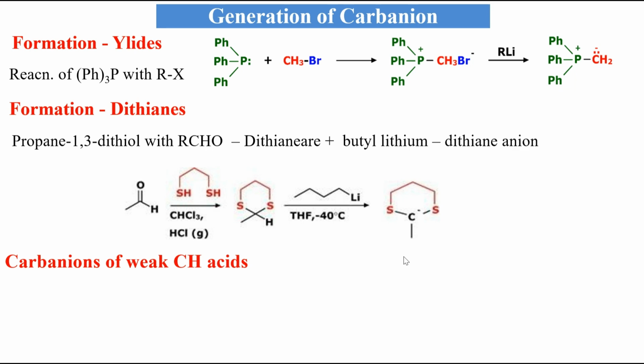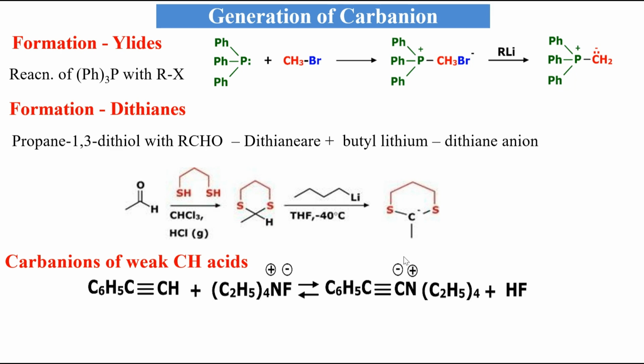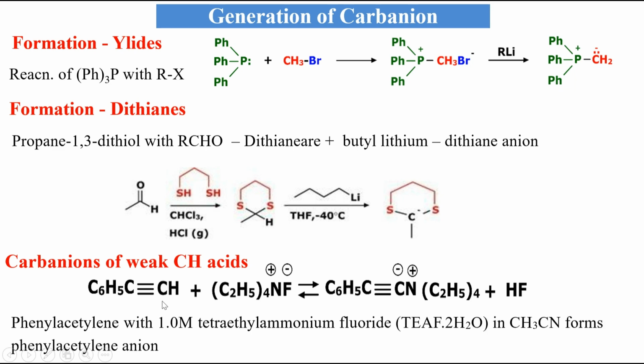We can also generate carbanions of weak acids. Phenylacetylene is a weak acid, and I treat it with 1 mole of tetraethyl ammonium fluoride. I'll get the corresponding phenylacetylide anion salt with HF as the byproduct. These are the methods of preparation of carbanions.